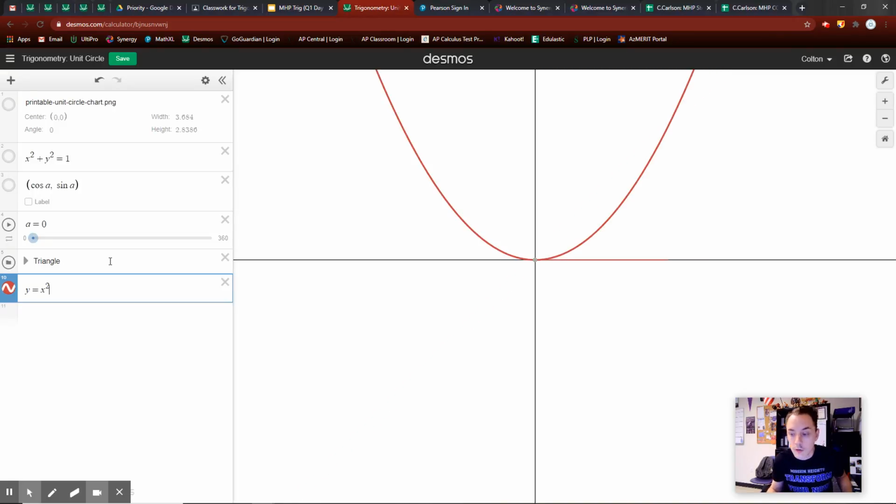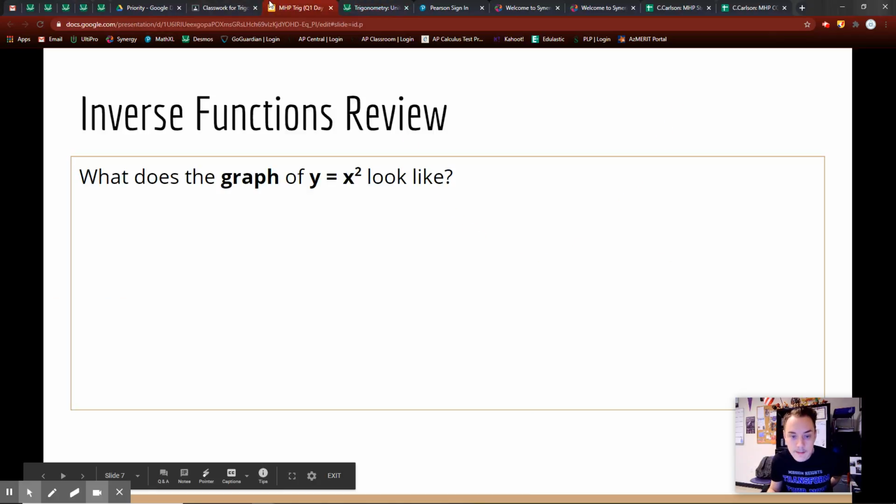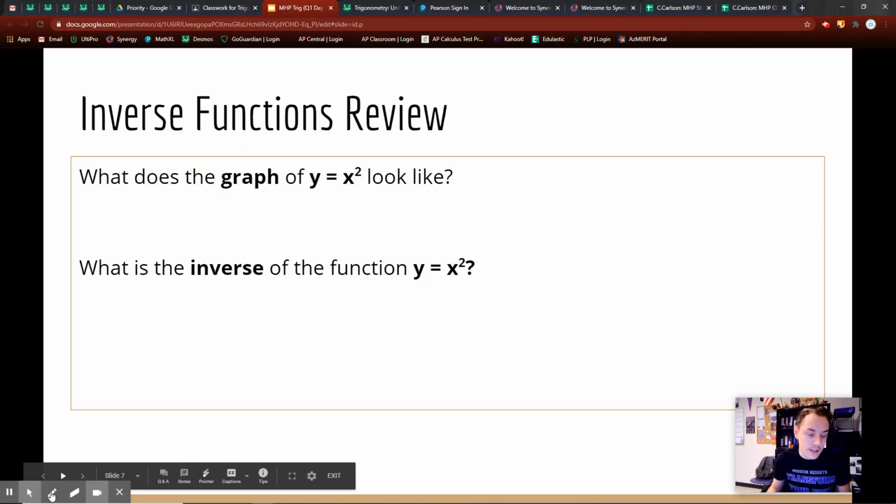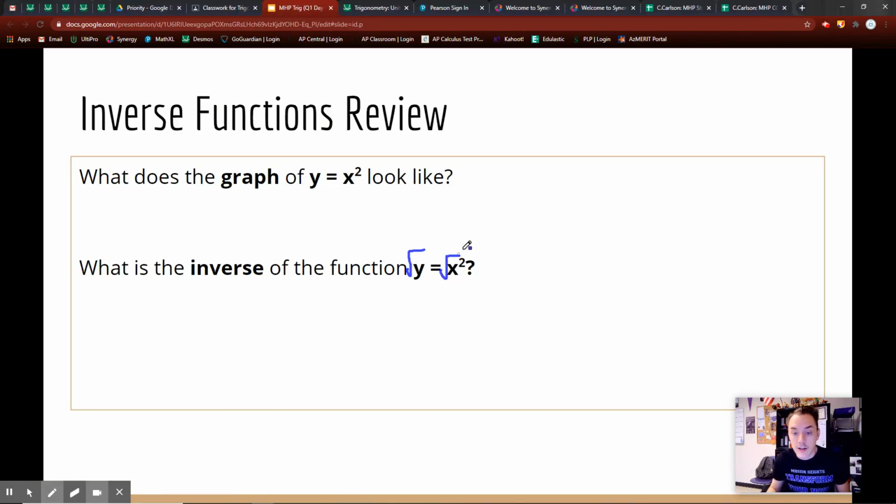Okay, that's what our graph looks like, right? Now, what does the inverse of y equals x squared look like? Well, let's solve the inverse. What would we do? We would just do that, right? Wrong. What we would need to do first is switch the x and y's. So that is x equals y squared. And now we would do that, which would mean y equals plus or minus radical x.